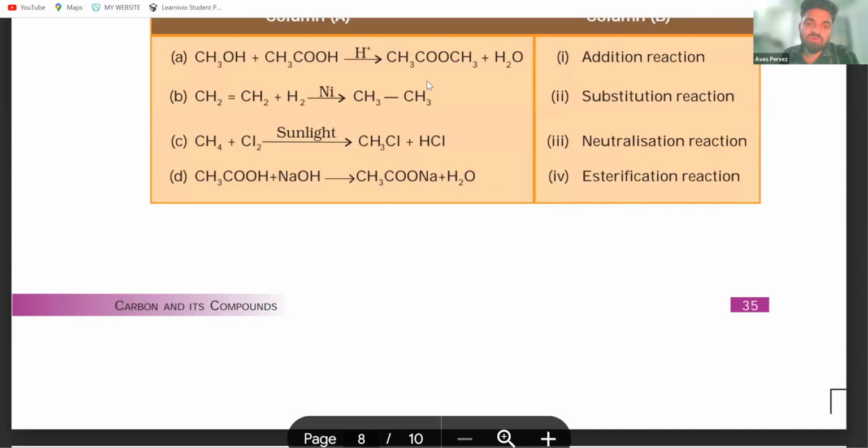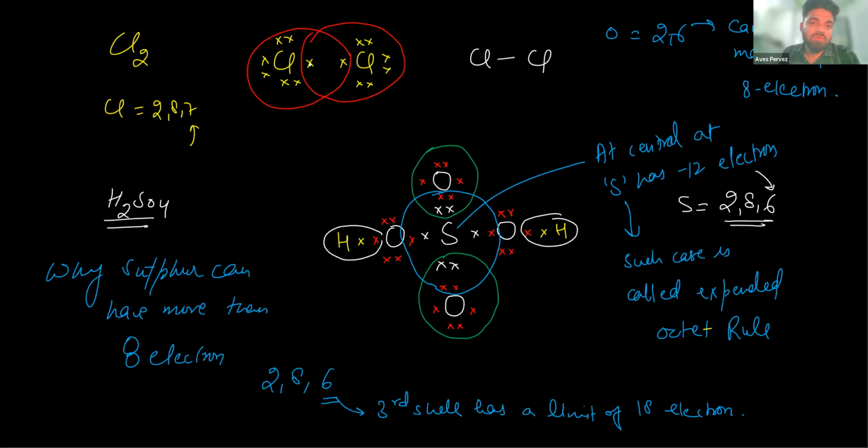Let's practice one or two questions. If the structure of H2SO4 is being asked, how will you make the structure of H2SO4? Sometimes the Cl2 structure is asked in the examination. So this is the structure of Cl2. One electron is being shared because chlorine already has 7, so it shares only 1 electron. Now the structure of H2SO4 is this.